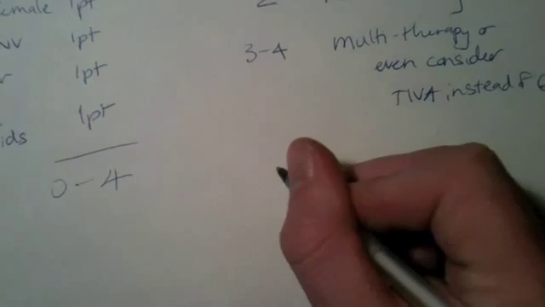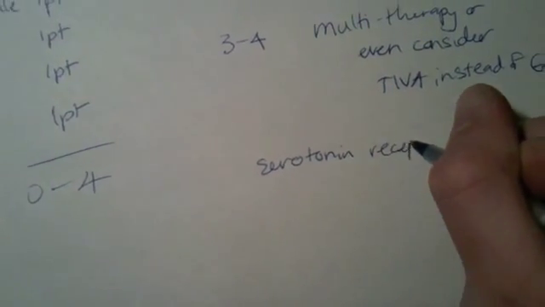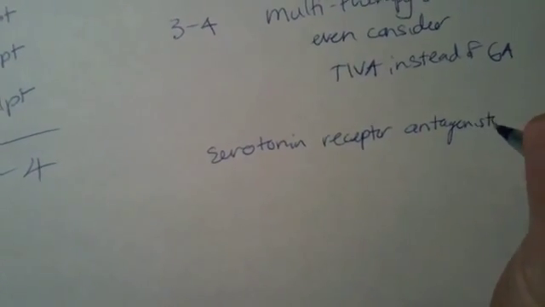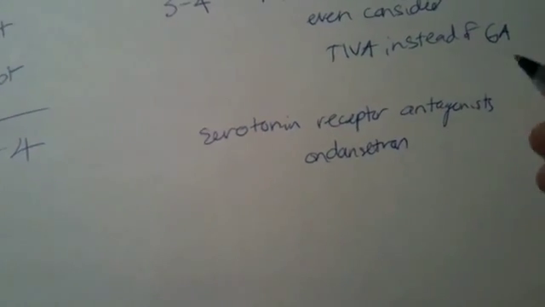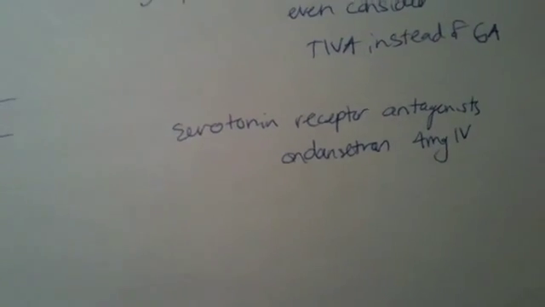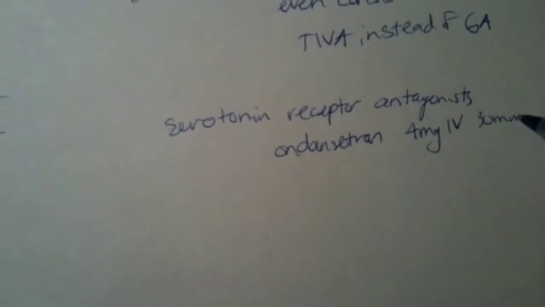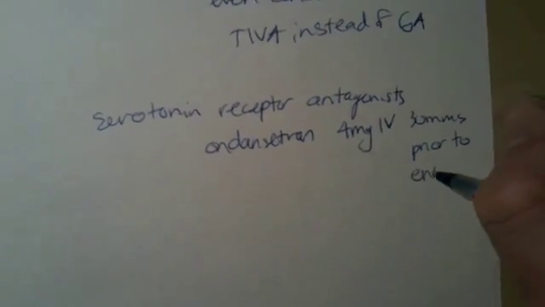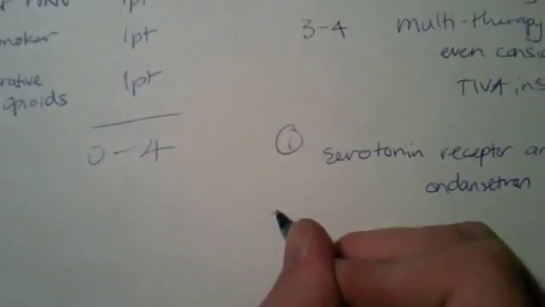So when we talk monotherapy or multiple therapy, the most common agents and most common doses: probably the most common agent is serotonin receptor antagonists, called ondansetron. And that's usually given in a 4 milligram IV dose, about half hour prior to end of surgery.